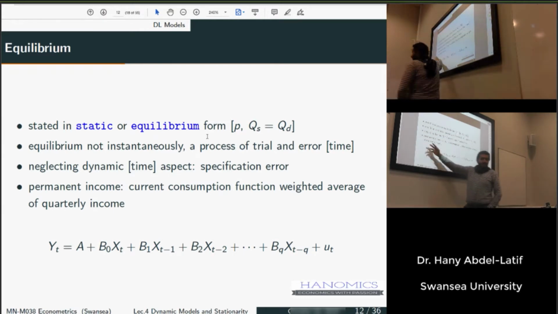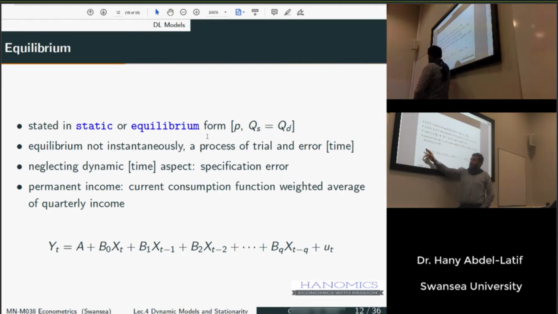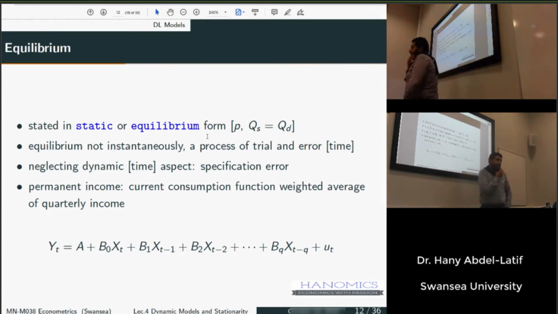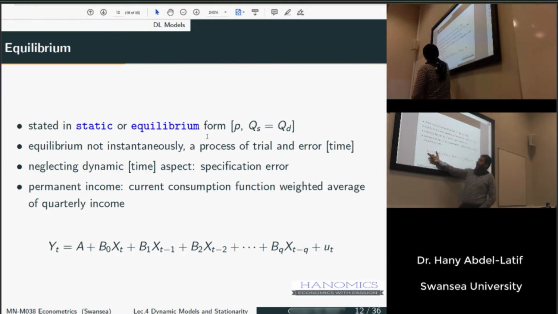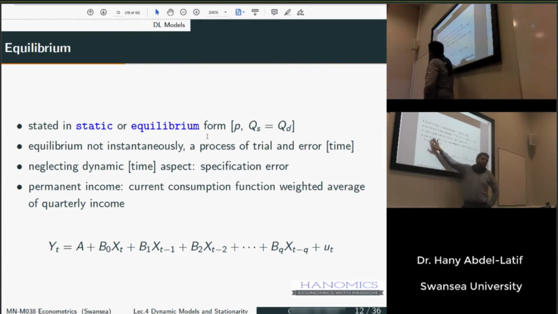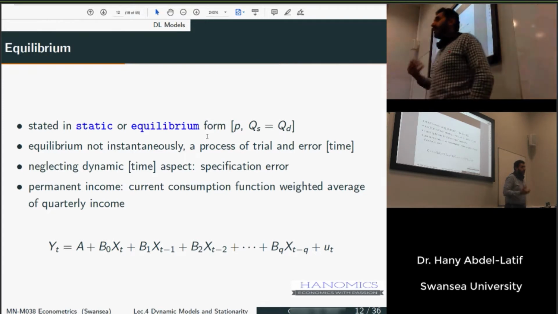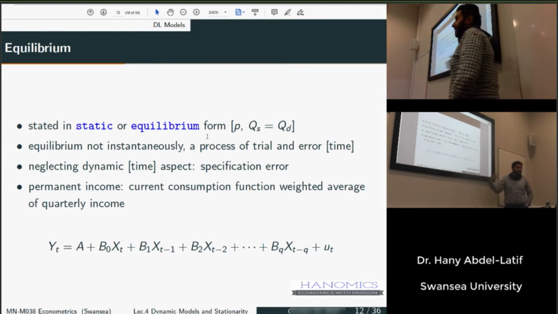A very popular example here is the permanent income hypothesis of Milton Friedman. If you think about this as current consumption, your consumption this quarter will depend on your income this quarter and your income the previous quarter and the quarter before, and then going back. So basically your current consumption is a function of a weighted average of quarterly income, not just this quarter, but in the past as well. That's why it's called permanent income. People adjust their consumption accordingly to any changes in their income. So this is just an example, but it should tell you the idea here.